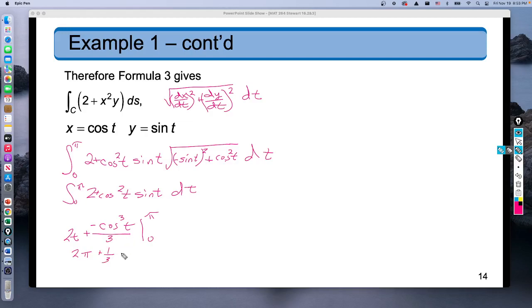And then we're going to subtract off what happens when we put in 0. Well, when you put in 0 for t, 2 times 0 is 0. And then when you put in 0 for cosine, you get 1. 1 cubed is still 1. Get this negative, and that negative is going to become a positive. There's a 1/3. It looks like it's going to be 2 pi plus 2/3.